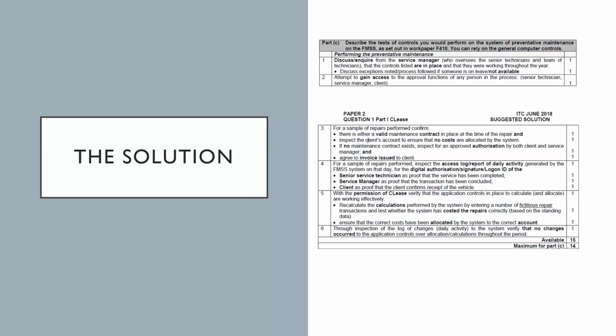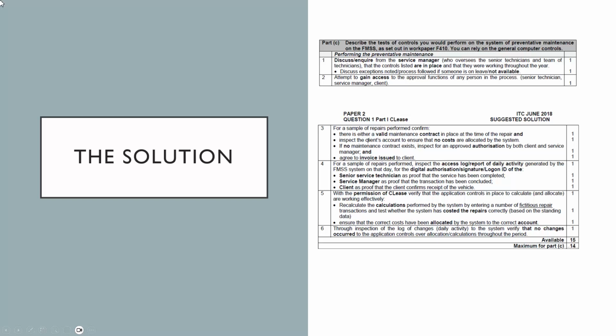And then this is the solution that Psycho had. It's paper 2, question 1. There we go. So discuss with the service manager that the controls listed are in place. 1 mark, I would have got that. And who does it when they're not available. I said this earlier, but I just didn't write it down, so I wouldn't have gotten that mark, so -1. Attempt to gain access to the approval functions of any person in the process. I said this earlier, I just didn't write this down.